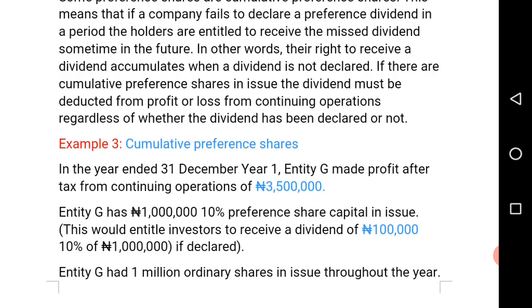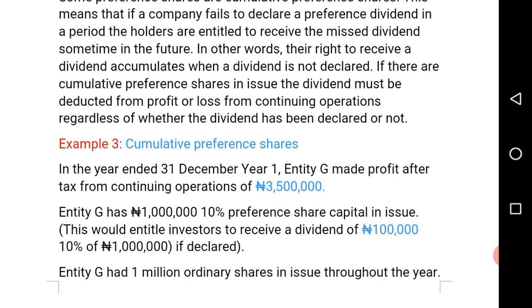350,000. Entity G has 1 million 10% preference share capital in issue. Now the 10% in front of the word preference shares represents the amount of dividends to be paid on the general preference share capital, that is 1 million.